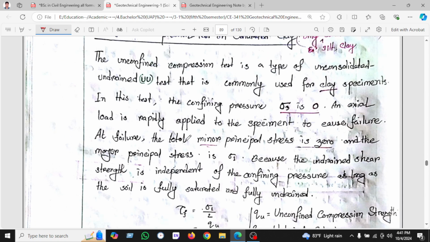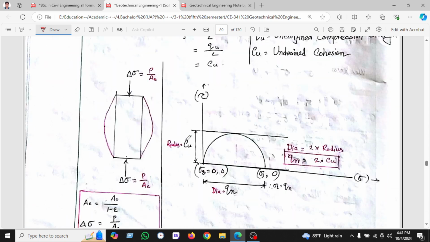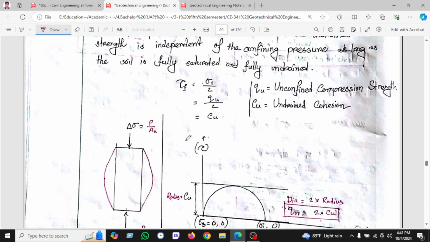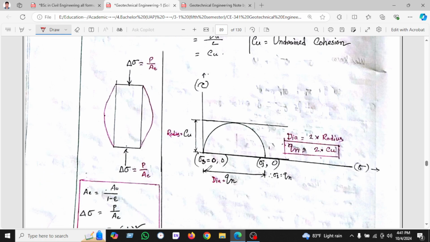Okay, so let's see the unconfined compression test in silt and clay. This is only for cohesive soils, silt and clay. We have seen here tau equal to phi by 2 and q by 2 and cu. Here the diameter sigma 1 minus sigma 3 is qu. So qu equal to 2 cu. This cu is the radius. So if you calculate the cu, then it is q divided by 2.